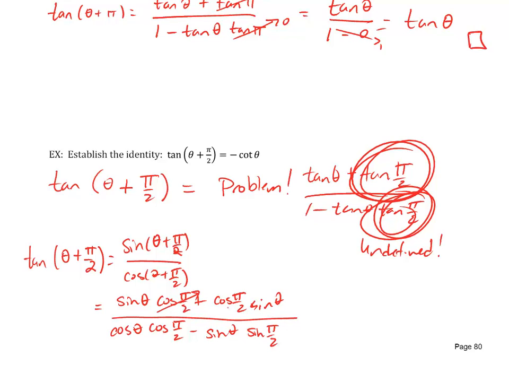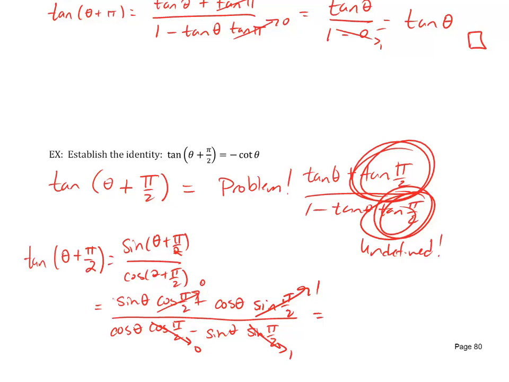Now all these pi over 2's I can do. Cosine of pi over 2 is 0, and I got this wrong. I need to fix this. Sorry. Let's go back and fix what I just wrote. This should be cosine of theta sine of pi over 2. That's a 1. And then cosine of pi over 2 is 0. Sine of pi over 2 is 1.